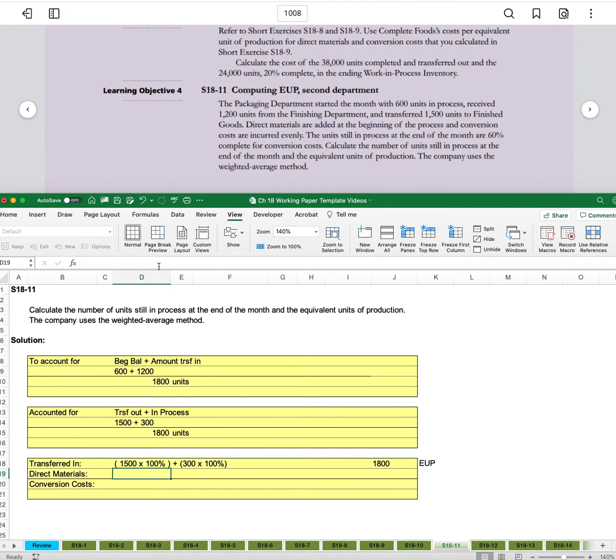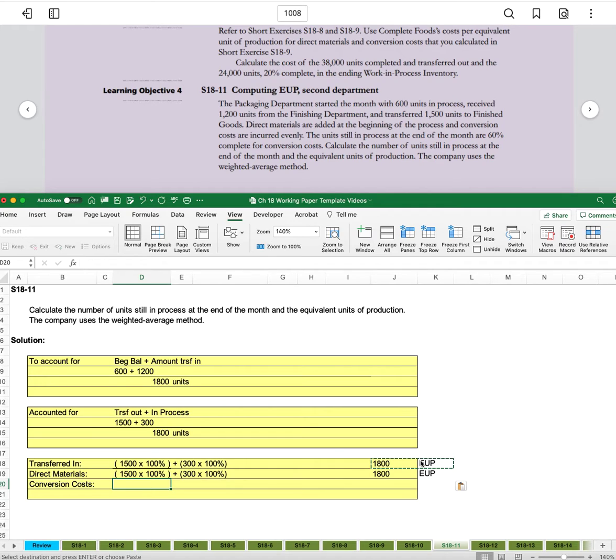For direct materials, it said that the direct materials are added at the beginning of the process, so it's also going to be 100%. So I'm just going to copy this down instead of typing it again. So we have 1,800 equivalent units of production.